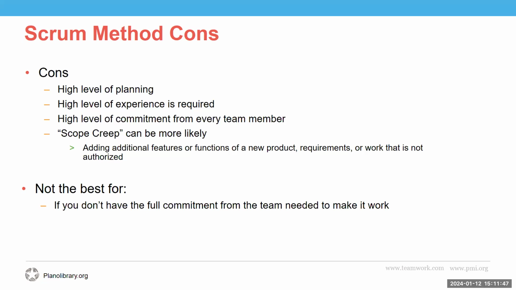And scope creep is just when you add additional features or functions of a new product, requirements, or work that is not authorized. So say your scope is you need to create a document that's 10 pages long, and you keep adding more and more features to that document until it's 30 pages long. That is scope creep. So it's not the best if you don't have the full commitment from the team in order to make it work. And it's not ideal for people who are idea men who want to change the scope constantly.